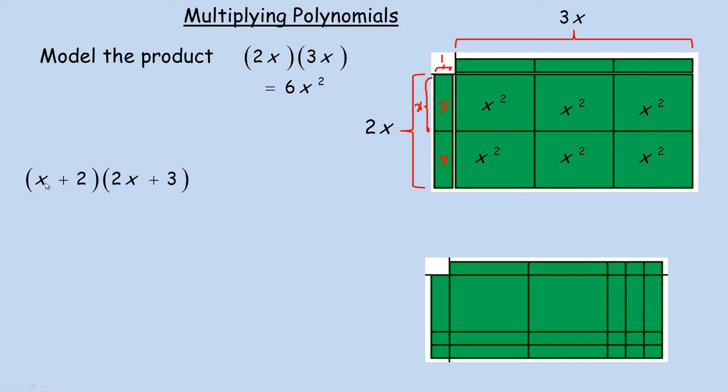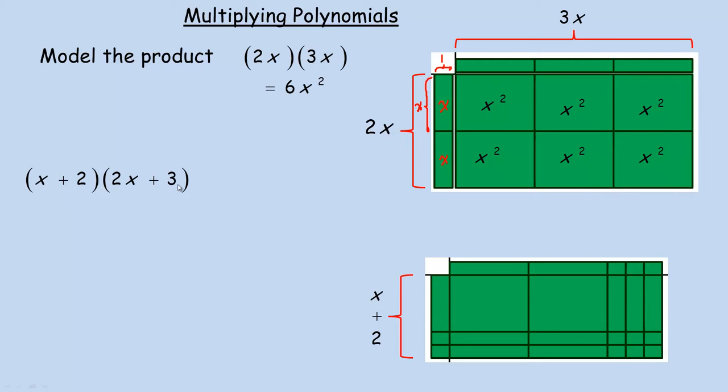These are called binomials. A polynomial with 2 terms: x and 2 are 2 different terms, 2x and 3 are 2 different terms. So these are binomials, 2-term polynomials. In the diagram here, this side right here is an x length, and these are both 1s. They're a 1 by 1 square, and 1 and 1 is 2. So that's where the plus 2 comes from.